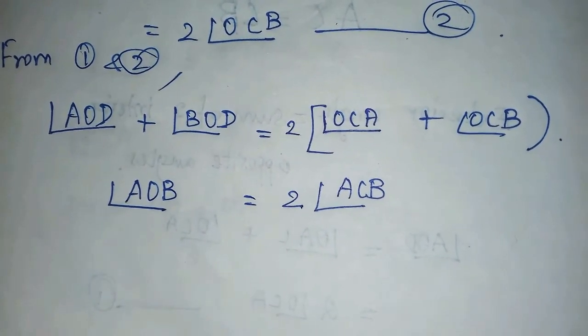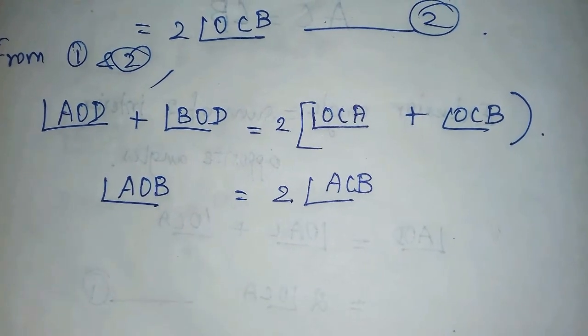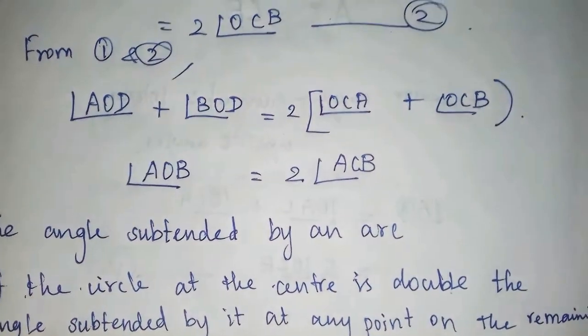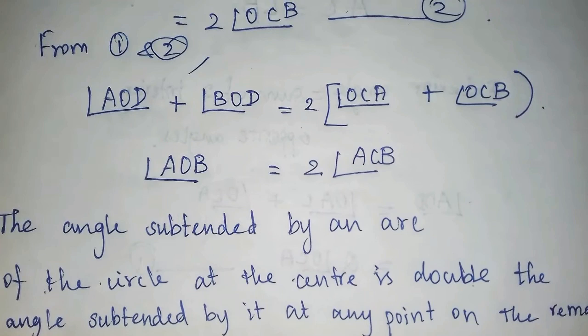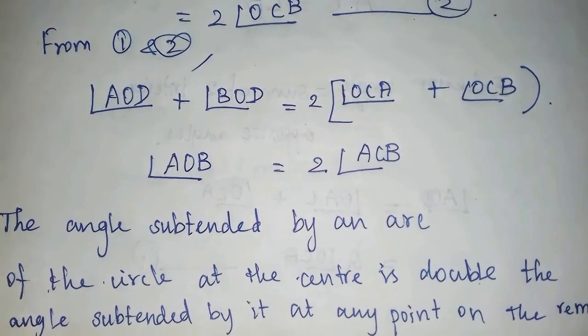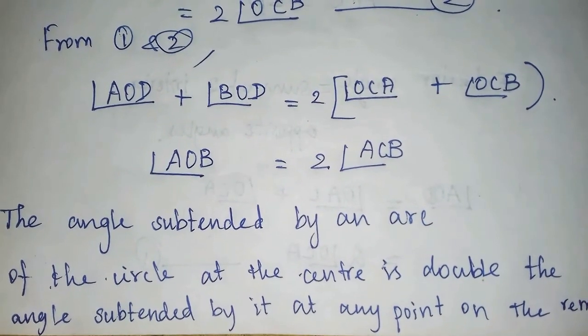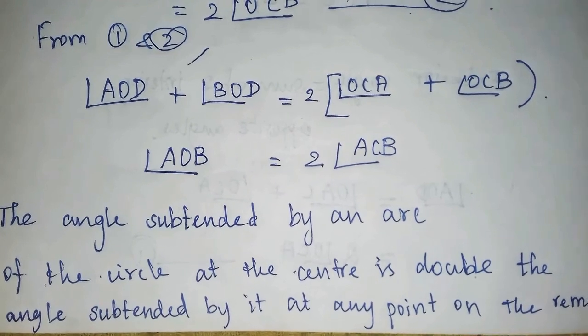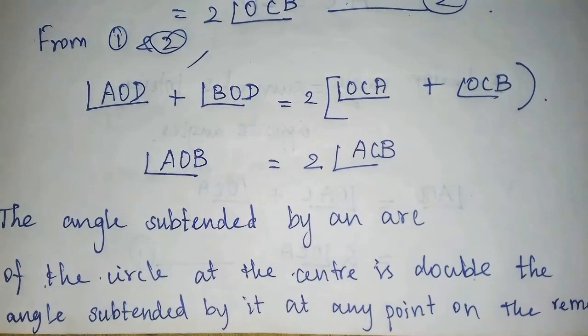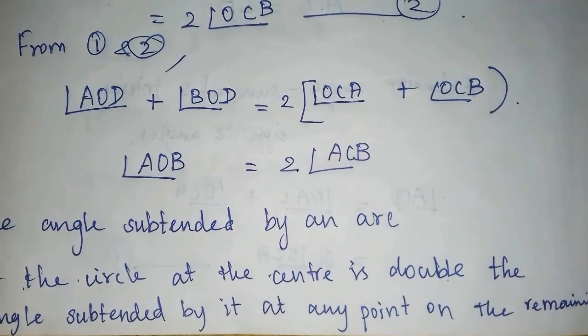So now we can write this theorem in a sentence. How will we write this as a sentence? The angle subtended by an arc of the circle at the center is double the angle subtended by it at any point on the remaining part of the circle.